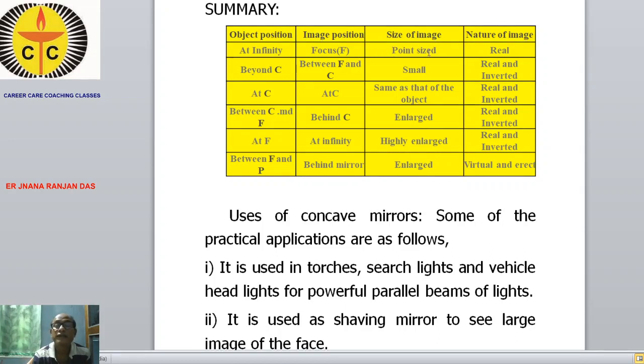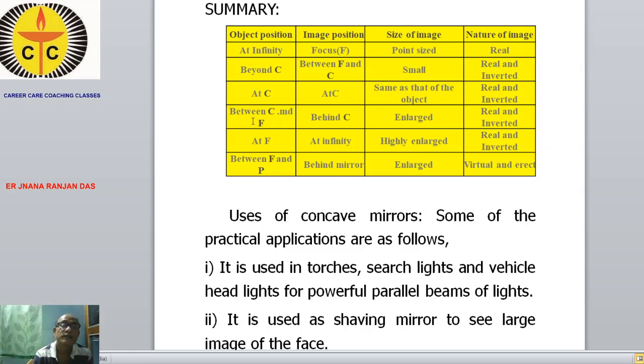The size of the image is a point size, highly diminished. Similarly, beyond C, the image is formed between the focus and the center of curvature. It is small, real and inverted. Similarly, if the object is exactly at the center of curvature, then the image is formed exactly at C, and the size of the image is equal to the size of the object, real and inverted.